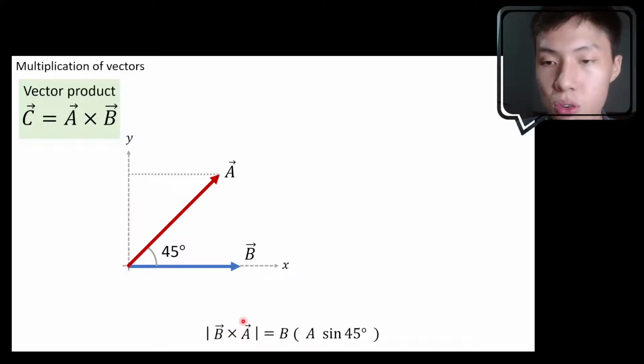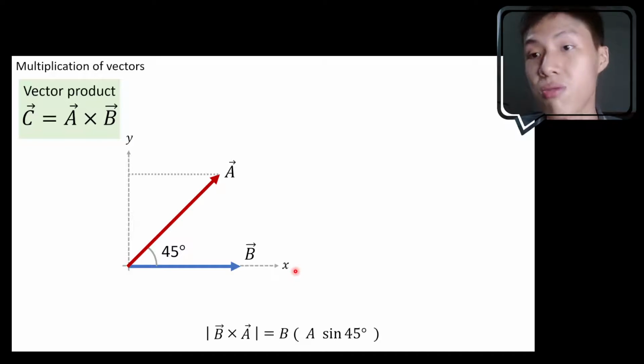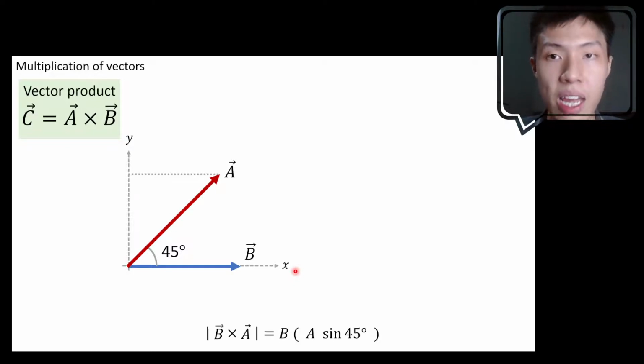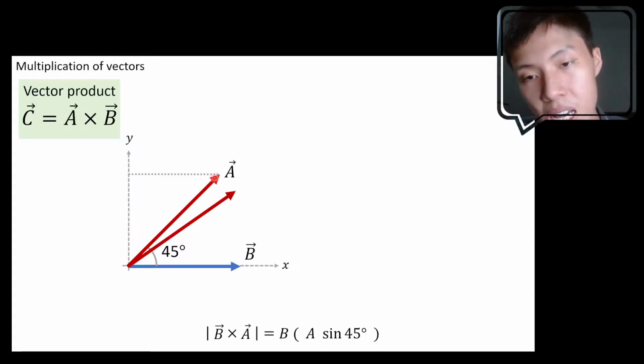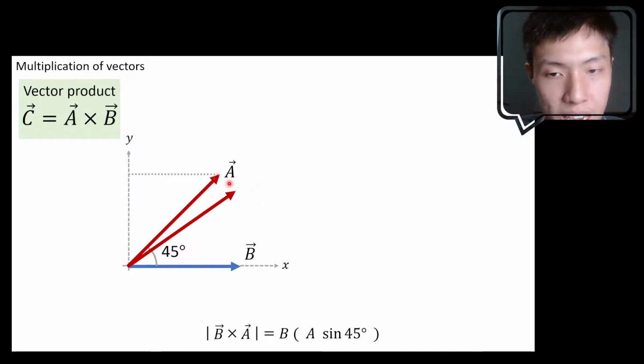Now we move on to the second point, which is that the greater the perpendicularness, the greater the result of our vector product. Now I'm going to prove it the other way around: if we decrease the angle, you decrease the perpendicularness, and thus you decrease the result of your vector product. How am I going to prove it? The same idea. If I shift my vector A and decrease it by 10 degrees, it is now 35 degrees.